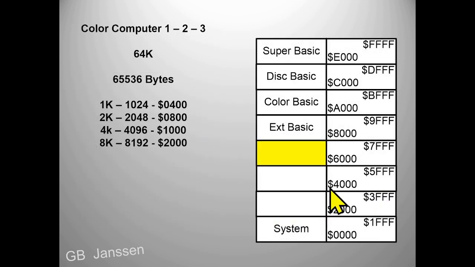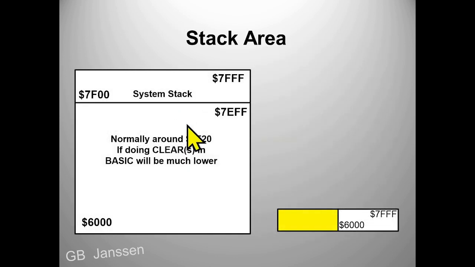Right. The next area is that's work area 4000 to 5FF. So our next block we're going to look at is this 6000 to 7FFF. Right. That's where the system stack is. Okay. The stack. If you don't know what the stack is, you need to read about it. But it's where important information for the system to work.